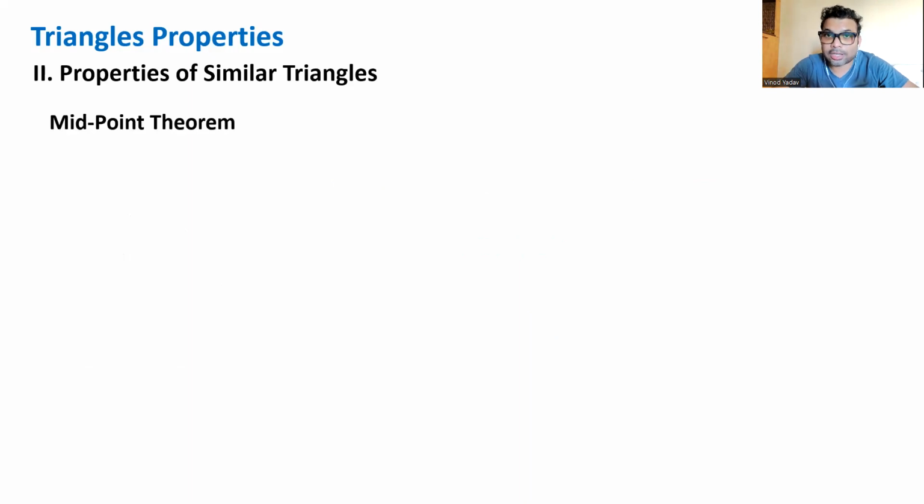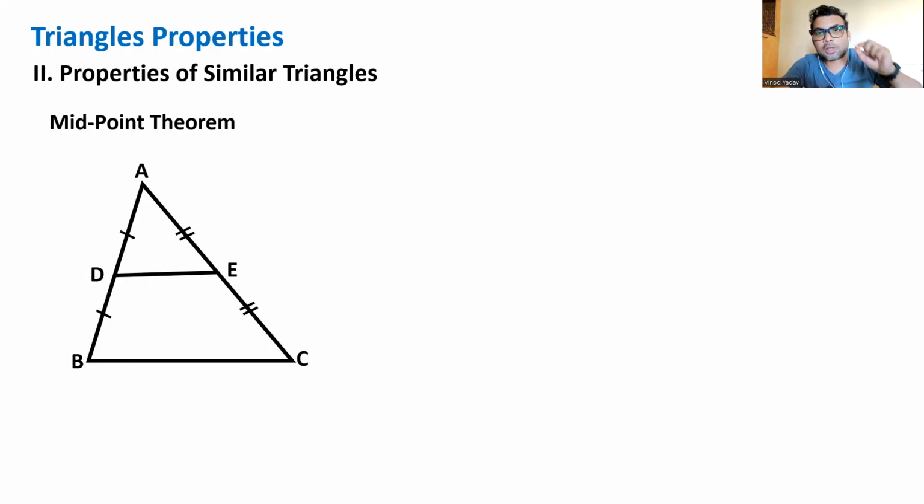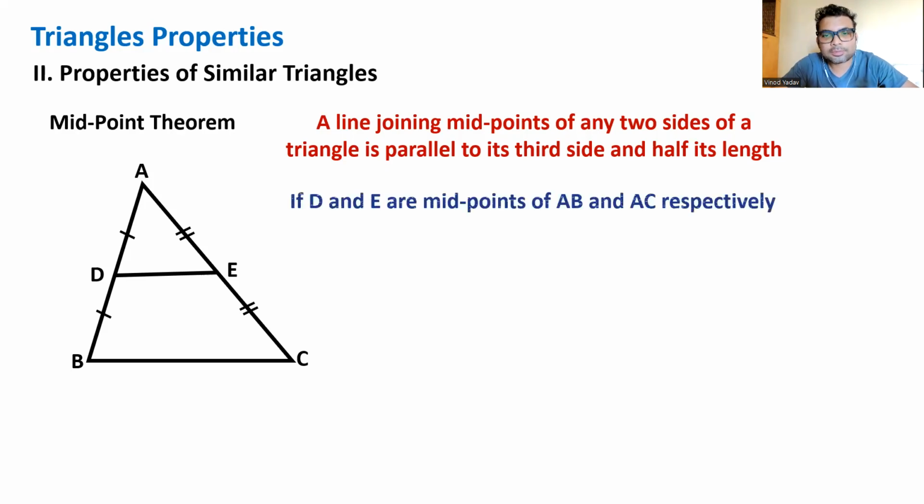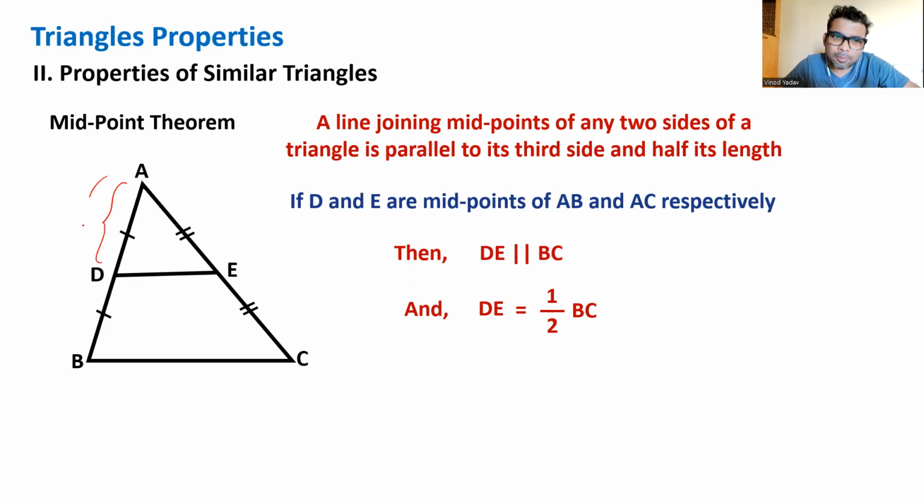Further extension of that is the midpoint theorem, which means now D and E are not any points on those two sides, they are nothing but midpoints. So a line joining midpoints of any two sides of a triangle is parallel to its third side, and the length is half of that. So if D and E are midpoints of AB and AC respectively, then DE will be parallel to BC and DE will be half of BC, right? Because ADE and ABC will be similar triangles. AD upon AB will be half because these are midpoints, so the same ratio will be maintained throughout.